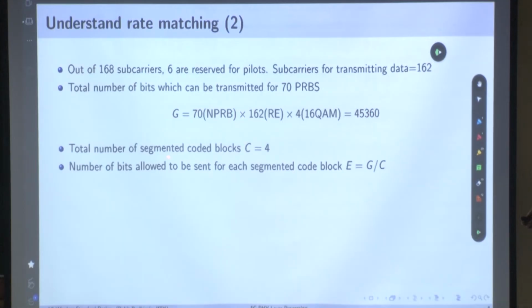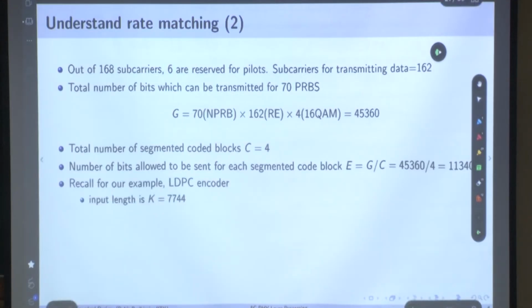And the number of bits allowed to be sent for each segmented code block is denoted by E. How many will it be? These are the total number of bits, right? So per code block, how many can you transmit? G by C, because you need to transmit all the 4 code blocks. So what is this? 11340. Understood the sequence?